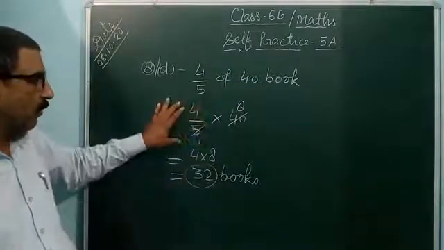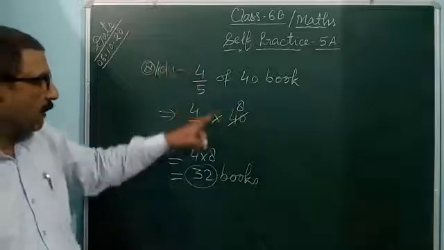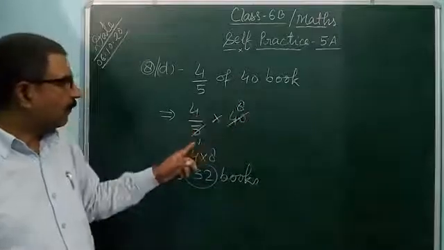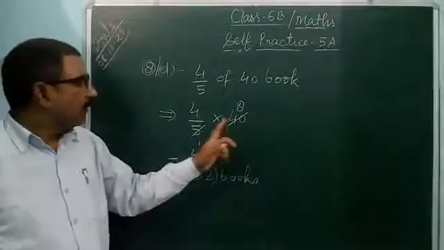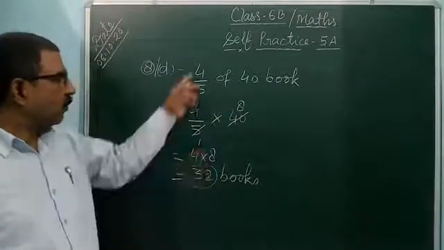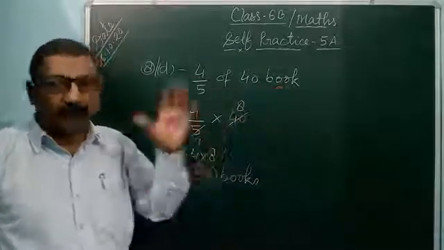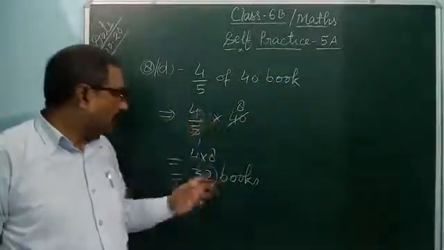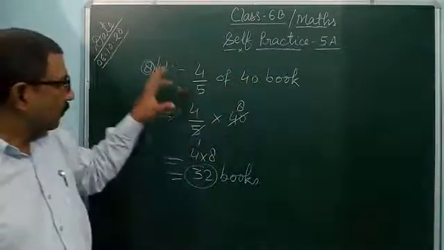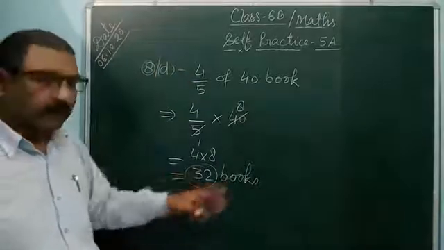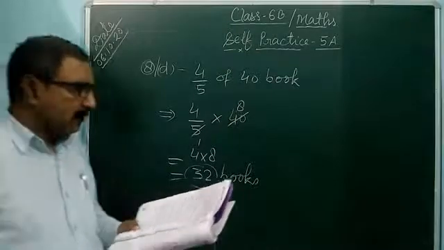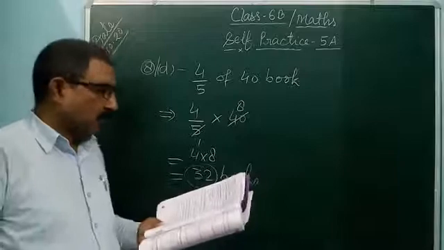So like that you can do: as 4 by 5, in the place of "of" you can write multiply. You can put here multiply and 40. After that 5 1 is 5, 5 8 is 40. Again 4 multiplied by 8 remaining here, so 4 8 is 32. It means 4 by 5 of 40 books represents, in the whole, 32 books. So this 4 by 5 fraction represents, out of 40 books, 32 books.